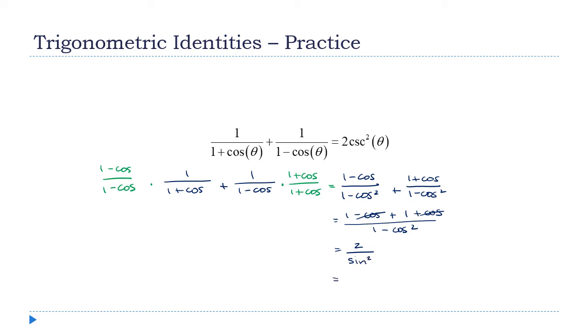But what's 1 over sine squared? 1 over sine squared is cosecant squared. So this is 2 cosecant squared, and that's what I needed it to be. That's the right-hand side of the original equation.